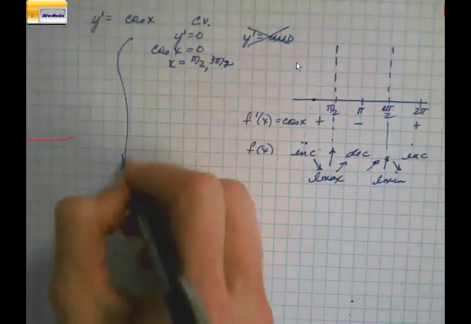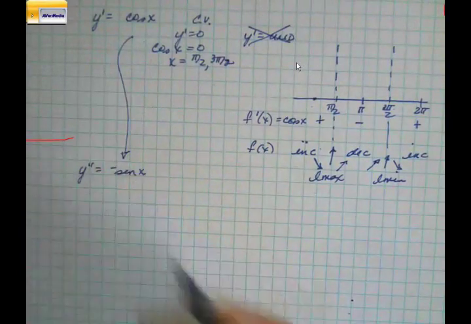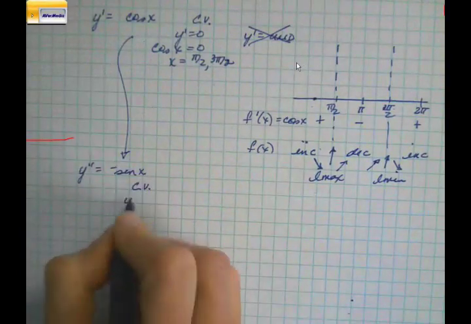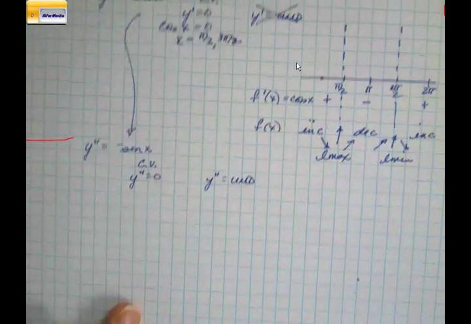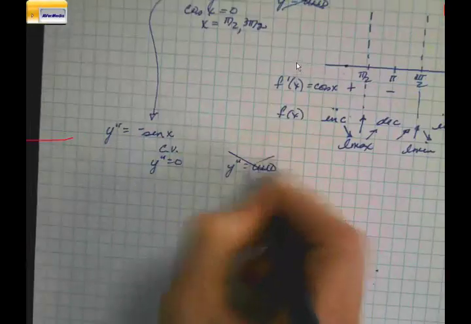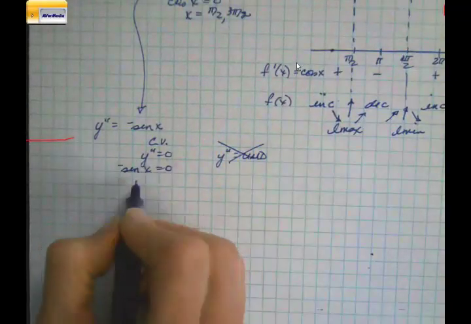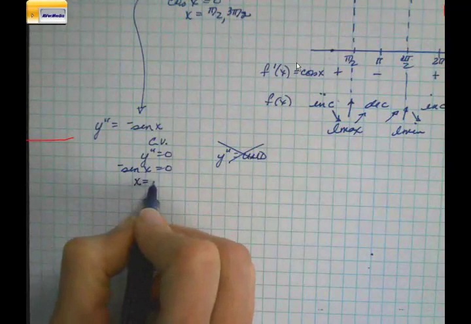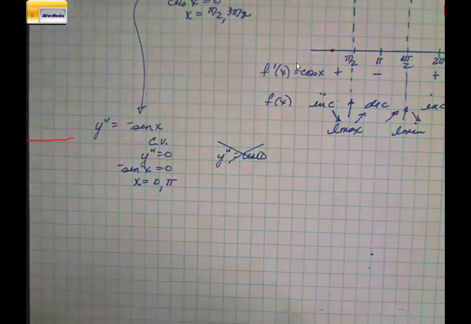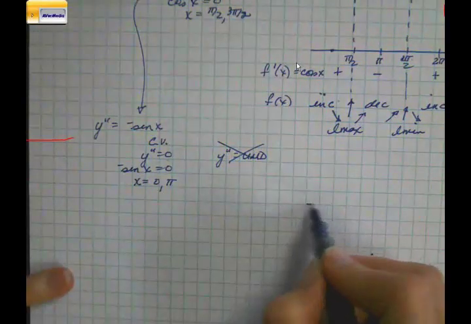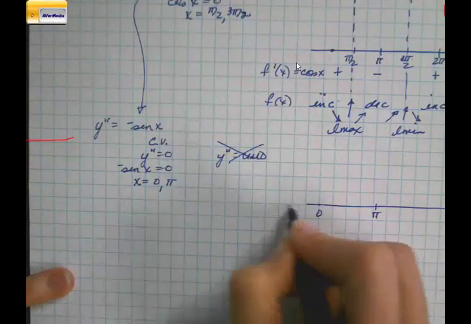Okay, so now let's do the second derivative. The derivative of cosine is negative sine x. The critical values on the second derivative are where the second derivative equals 0 and where it's undefined. It's not going to be undefined on my sine function. But where does negative sine x equal 0? Sine x equals 0 at 0 and at pi.